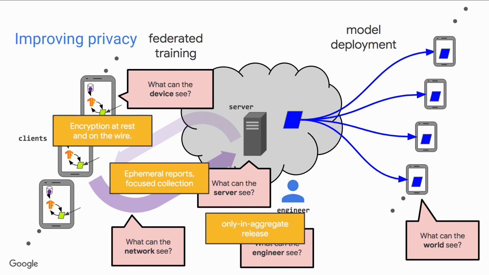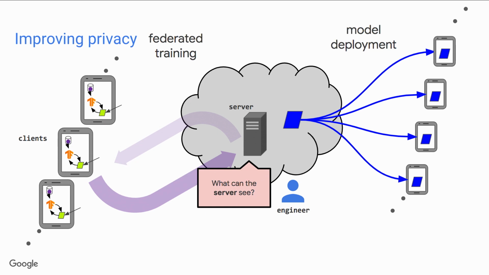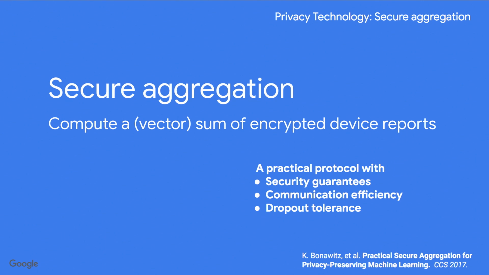Looking at all these different surfaces, we can see where some of the principles we've talked about already fit in. Encryption at rest and on the wire should go without saying. Ephemeral reports and focused collection come in between the devices and the server, and between the server and the engineer, we have the only-an-aggregate principle. But let's see if we can do a little bit better. In terms of what the server can see, to run at least the federated averaging algorithm, the server really only needs the sum, or the average, of the updates. So can we, using technology, enforce that that's the only thing that the server can see? And so we developed a cryptographic protocol that allows us to enforce that.